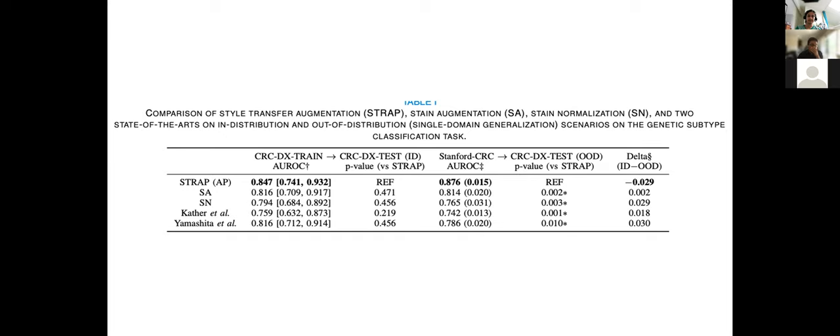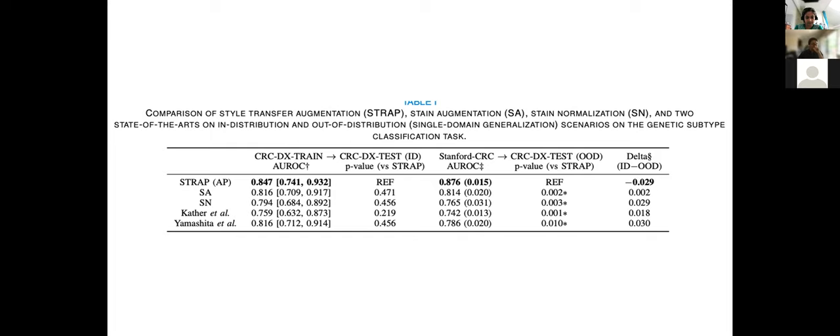So STRAP, stain augmentation, and stain normalization, all of those models are trained on the same number of images. But for STRAP, you are using a different style every time you start training. And for every epoch, do you use the same style with the same images, or change the style? It's a little bit computationally expensive to apply this style transfer, so I actually use the same styles throughout the epochs. But ideally, different styles should be applied to different epochs, right? I would imagine that would give more robust performance.